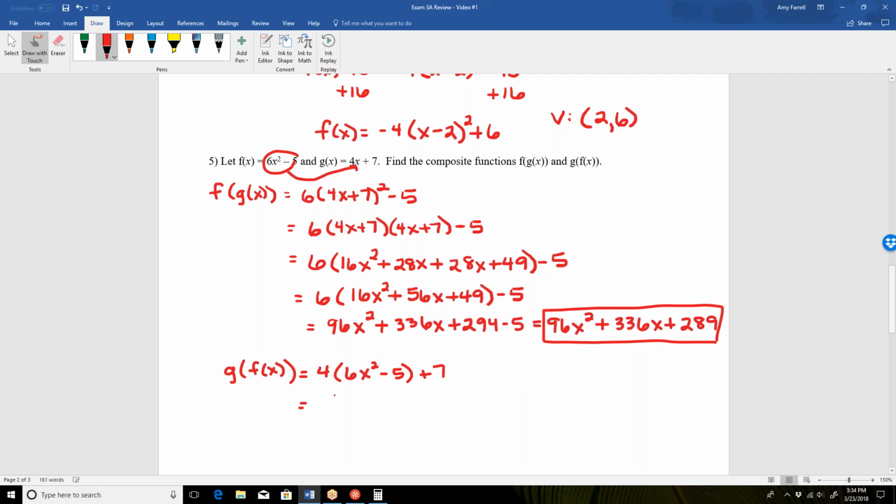And then this one is quicker because I don't have to square a binomial like I had to in the first part. I could just go and distribute my 4. Uh-oh. There my pen goes again. All right, so 24x squared minus 20 plus 7. Oh, goodness. I don't know what's happening again. All right, plus 7. All right, combine my like terms. Final answer, 24x squared minus 13. All right, so that one was a little bit faster.